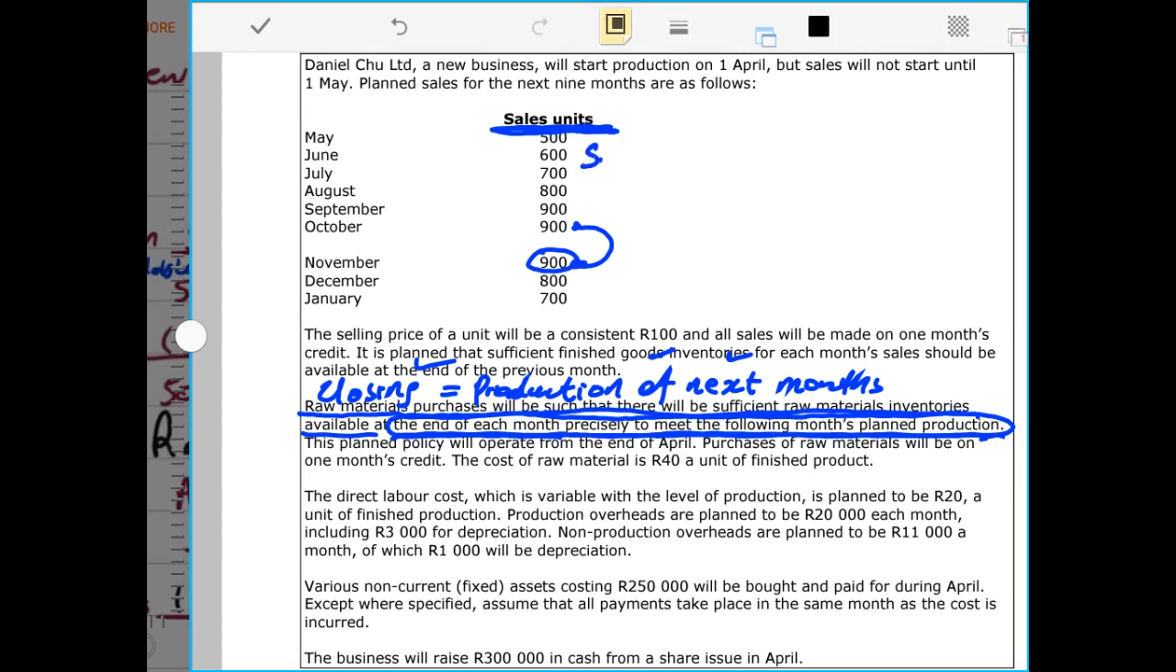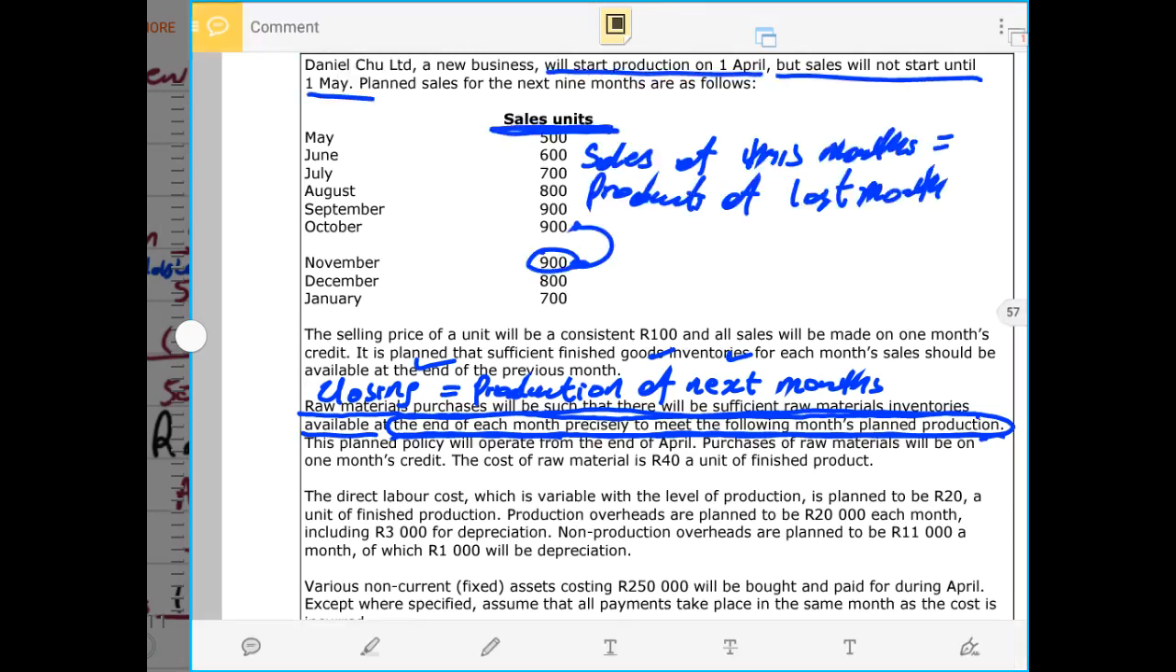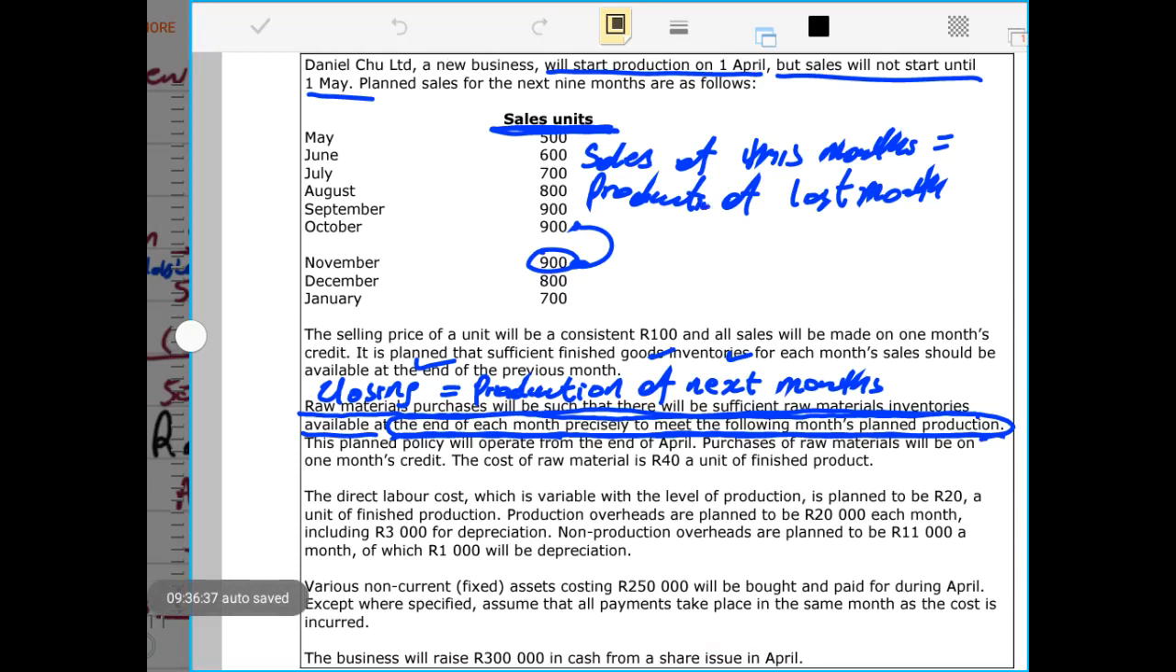I did highlight that sales of this month is equal to production of last month. That's what this statement means. In other words, that's what the statement means. Sales of this month is equal to production of next month. This is production. It's equal to production of last month.